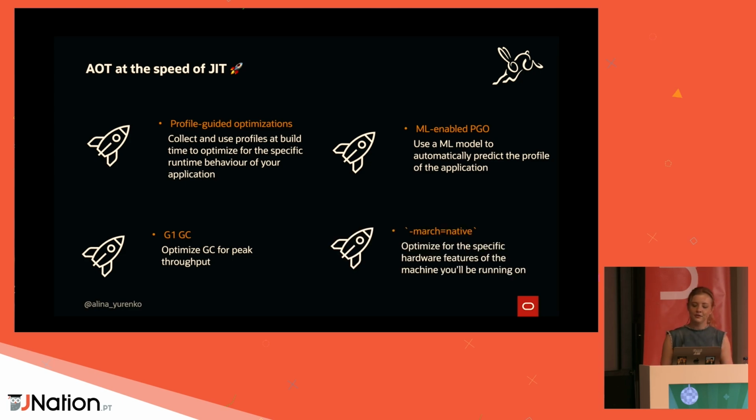And then the last helpful thing is the march=native flag. This tells native image, hey, I will be running my application on the same machine that I'm building, so please optimize for those specific hardware features that you see on this machine. I'm not sending it to users, I'm not redistributing, so please optimize for this particular machine, and it will also give you a few performance improvements out of the box.